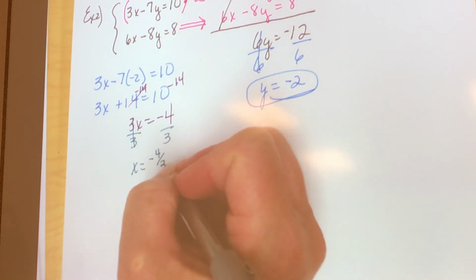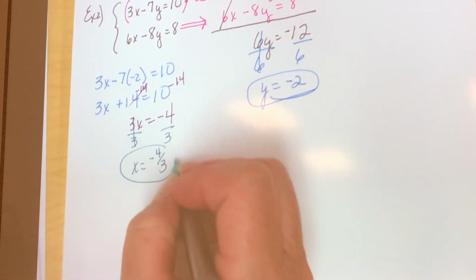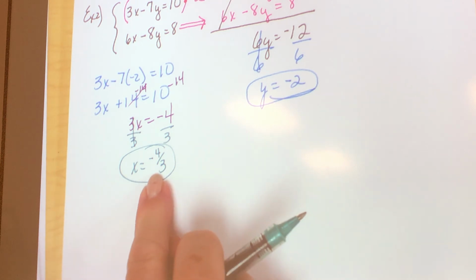Negative 4 thirds. Do not turn that into a decimal. Okay? That's crazy. I'm going to quit writing frowny faces and saying no decimals and no mixed numbers, and I'm just going to start saying minus 1. You should know by now. So leave it just like it is.